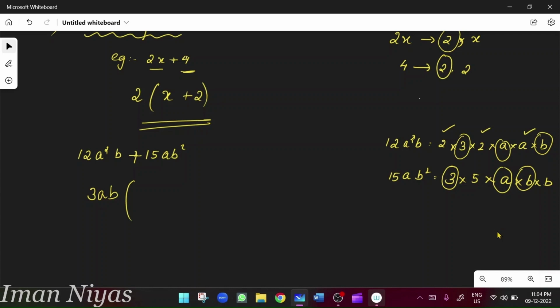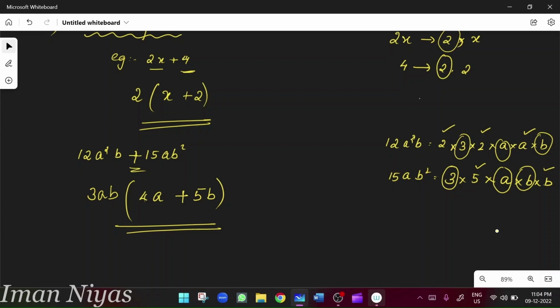So we can say 2 multiplied with 2 is 4, then a, then this plus you have to write over here, and then from 15ab square you can see that 5 and b is left over, right? So I'm writing that 5b over here. So this is how you can do by taking the common factor. So this is the first method, by taking the common factor.